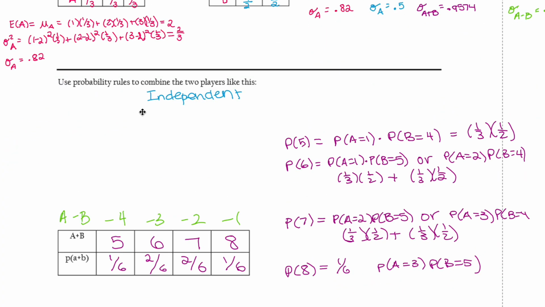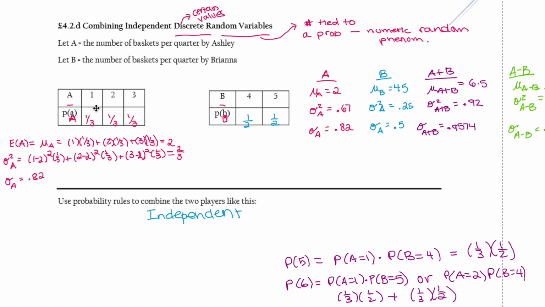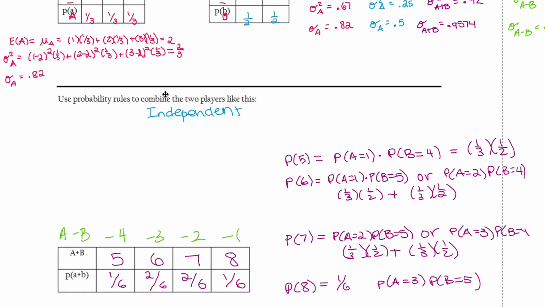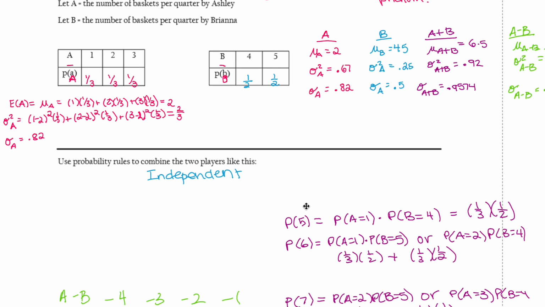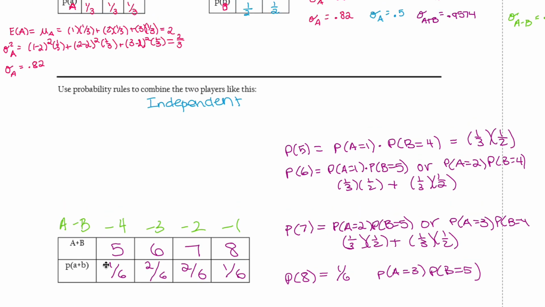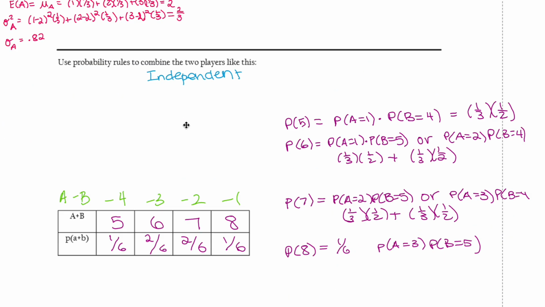Use probability rules to combine the two players like this. First of all, these two players should be independent. That's our prerequisite. So for the table that we built up right here, we're going to first add the numbers of baskets per quarter for these two people. And we get these 4 numbers. We got 5 by adding 1 and 4. We got 6 by adding 1 and 5. We got 7 by adding 2 and 5. And we got 8 by adding 3 and 5. And same thing, we're going to add the probability for corresponding values. And we get these.